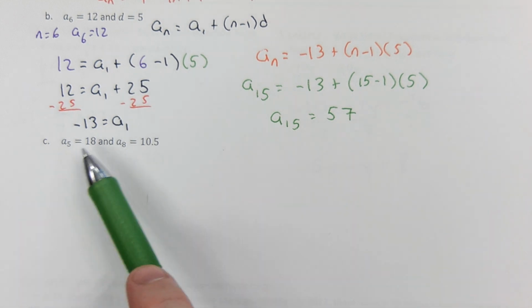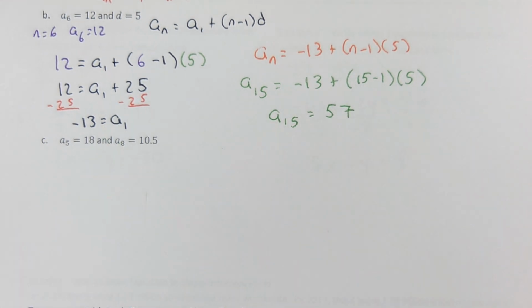From going from A5 to A8, did your number get bigger or smaller? Okay, so what does that tell you about your common difference? There you go, it's going to be a negative. And how far did we have to go? How many terms? We went three terms in 7.5 distance. What could I do with knowing that I went down 7.5 and I went over three terms?